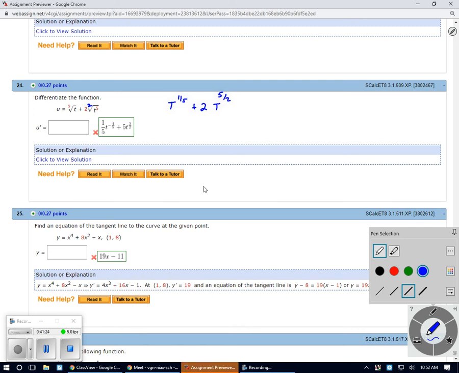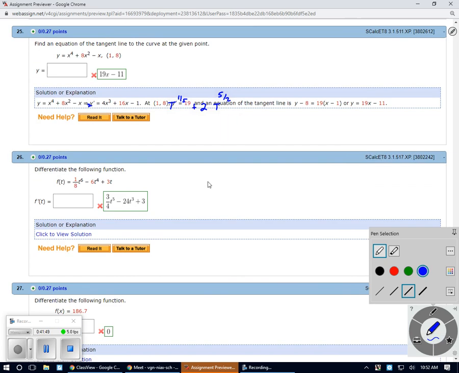Okay, so 1/5 minus 5/5 is negative 4/5, and then plus 10 halves, which is 5. So 5 minus 2 halves is 3 halves. 3/2. There you go. Okay.